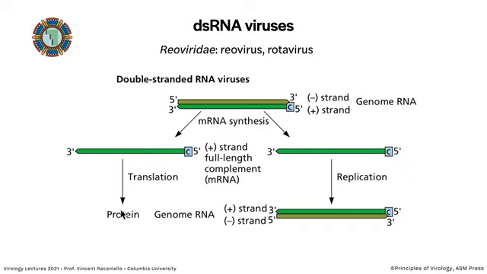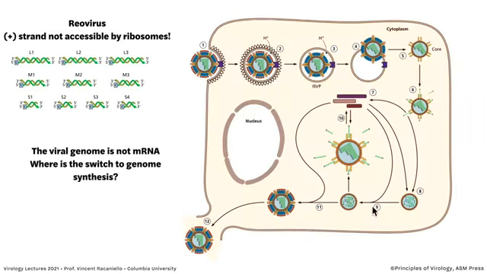But at some point, we need to make more genomes, and the genome is nothing other than a double-stranded RNA. So some of these mRNAs can actually be copied by the polymerase to fill in the minus strand and make more genomes. But how this happens is very interesting. I want to show you that. Again, the key here is that the plus strand is not accessible, so these viruses have to have a polymerase. And here again, the genome is not mRNA because it's not translated technically. So when is the switch? Let's see if you can pick it up.